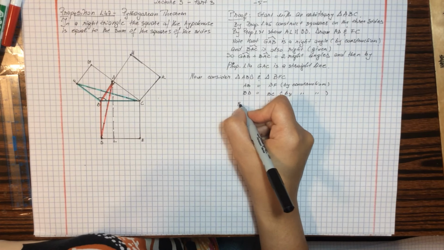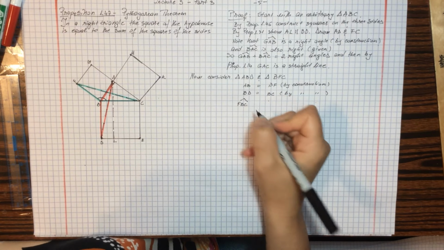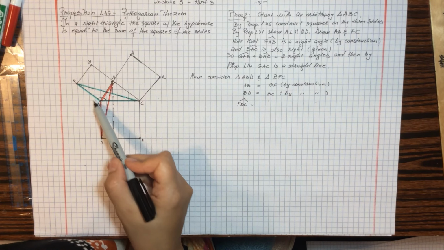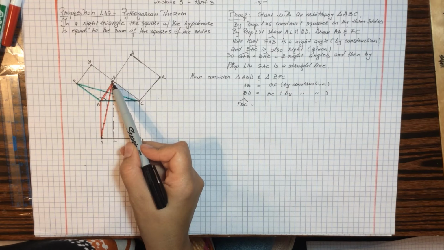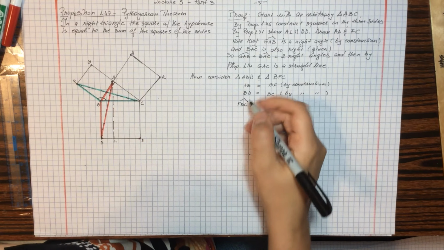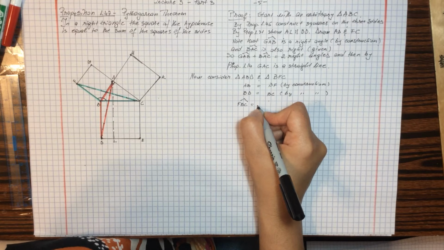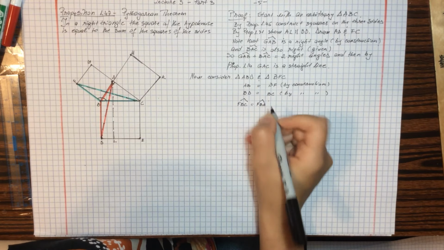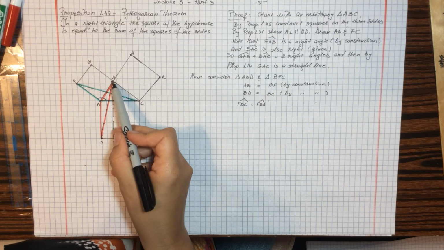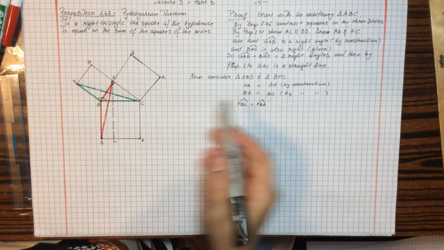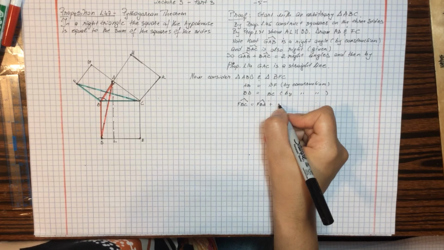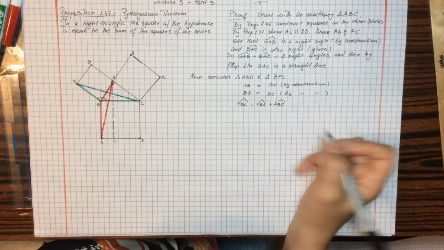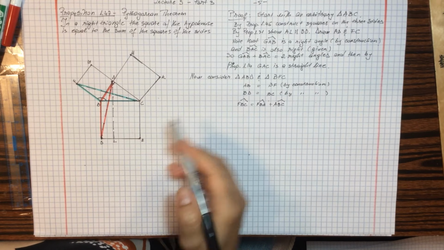The angle FBC is equal to what? It is equal to angle FBA plus ABC. So it is equal to FBA, I repeat, FBA plus ABC, plus angle ABC.